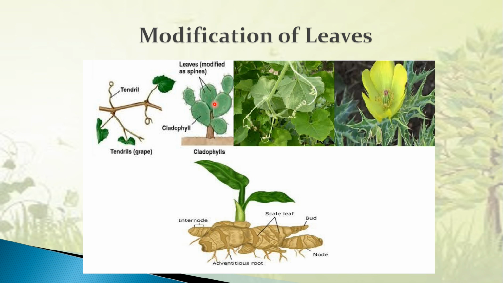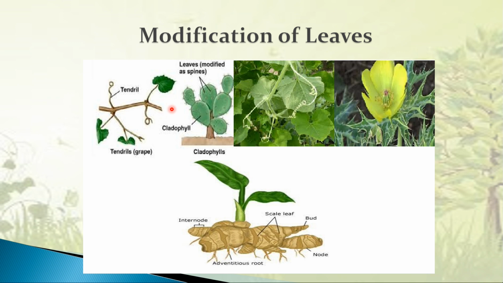Now, modification of the leaves. First one is leaf tendril for support. Leaf tendril is present for the support of the plants. Leaves are modified into thin wire-like structures called tendrils. It supports the plant to climb up. It works as the support.